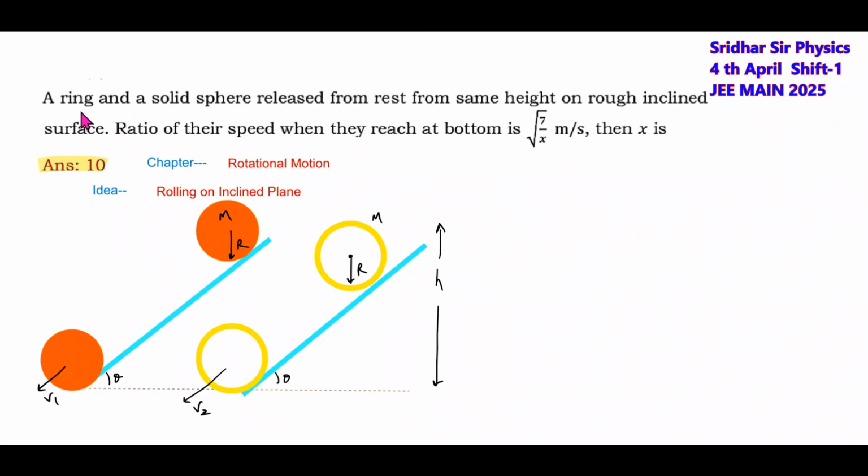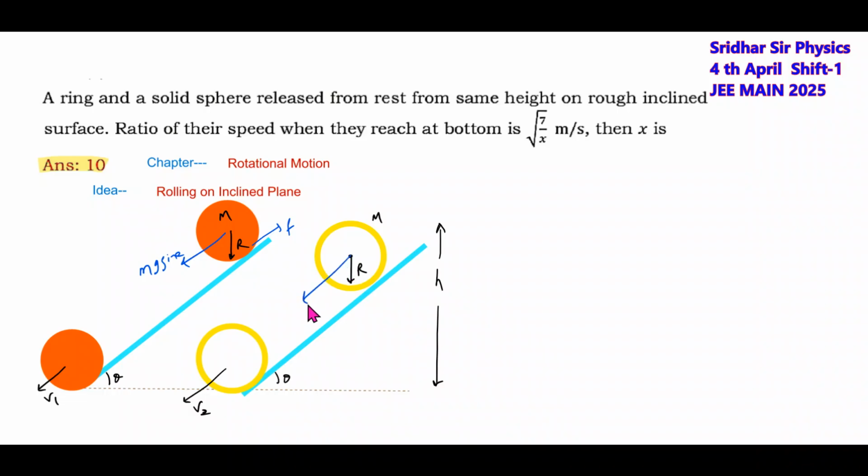This second question is based on the chapter rotational motion, using the idea of rolling on an inclined plane. The question: a solid sphere and a ring are released from rest from the same height on a rough inclined plane. Find the ratio of their speeds when they reach the bottom of the incline. What forces will be acting? The rolling friction.